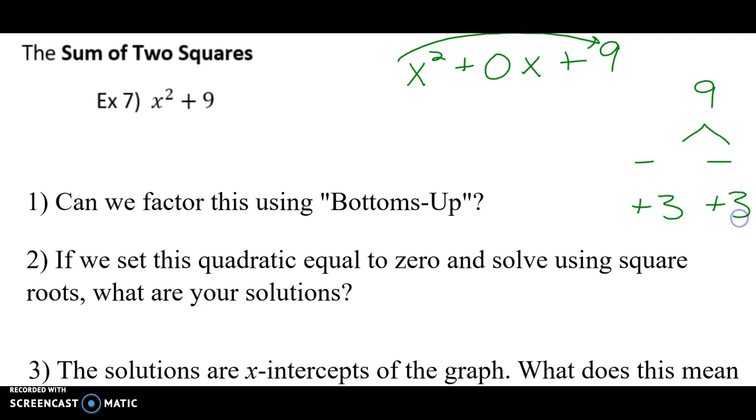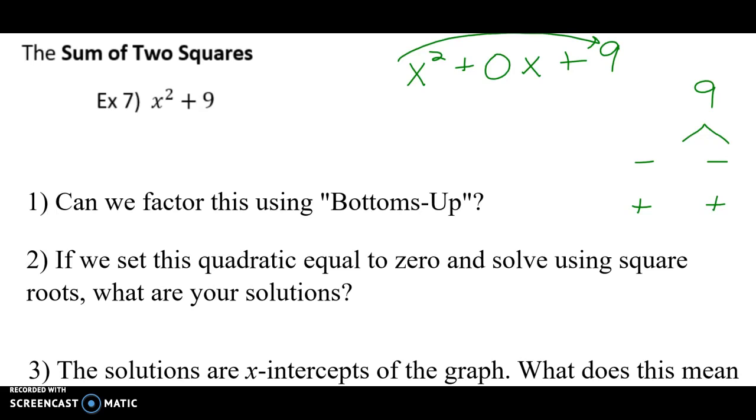3 and 3, right? But what's 3 plus 3? 6. That's not 0. What about negative 3 and negative 3? Negative 3 plus negative 3 is going further negative. That's negative 6. You could do 9 and 1, maybe. But does 9 plus 1 add up to 0? And negative 9 and negative 1 don't add up to 0. So are there any factors of 9 that add up to 0?